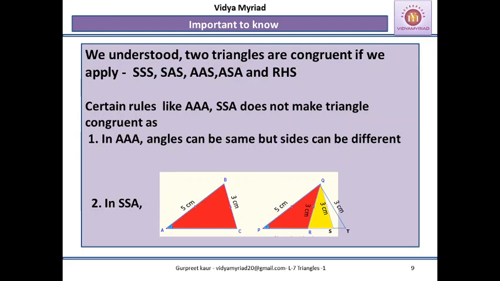Now here is something important you need to know. We have done the 5 criteria, that is SSS, SAS, AAS, ASA and RHS. You will wonder whether there can be other criteria like AAA or SSA to make the triangles congruent. But these two rules do not apply. If I talk about AAA, why can this not give congruent triangles? Because angles can remain the same but sides can vary, the size can be different, but we should have the same thing, then only they will overlap with one another.